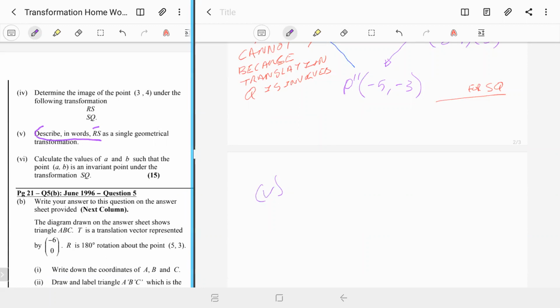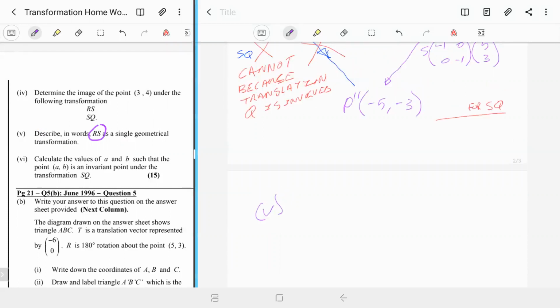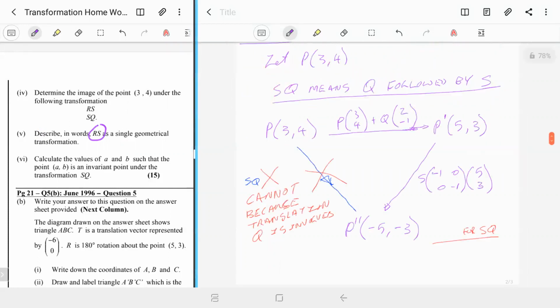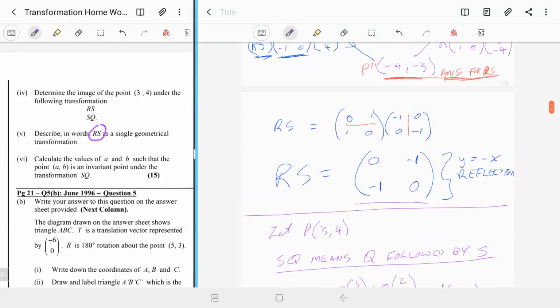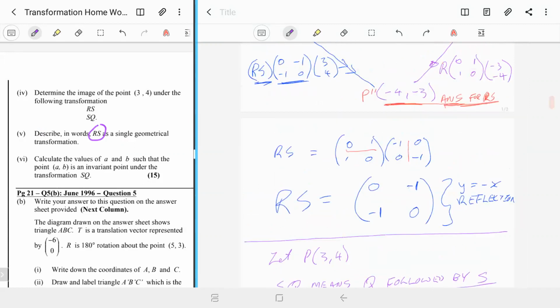Describe RS as a single transformation. See that? That's why I tell you you have to know the answer before you do it. I tell you, RS: S has to be a reflection in the line y equals minus x. Or multiply them to get the matrix, the y equals minus x reflection matrix. So you have to know the matrices. But I could have known that that was the answer from up here.